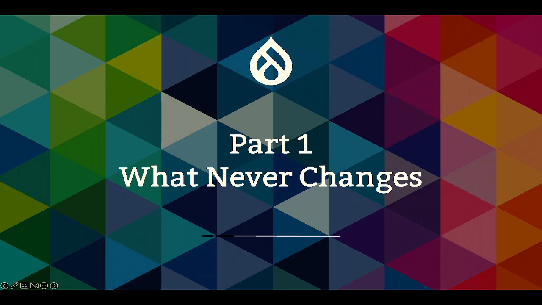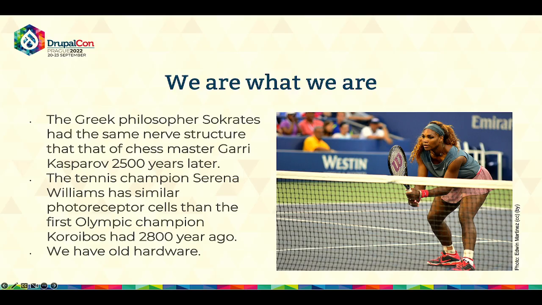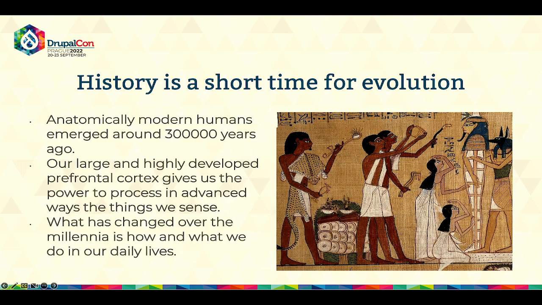I have 5 parts, and part one is called What Never Changes. We are what we are. The Greek philosopher Socrates had the same nerve structure that today the chess master Garry Kasparov has. So in 2,500 years, there is not so much that has changed. The tennis champion Serena Williams has similar photoreceptor cells to the first known Olympic champion Koroibos 2,800 years ago. So we are working with very, very old hardware.